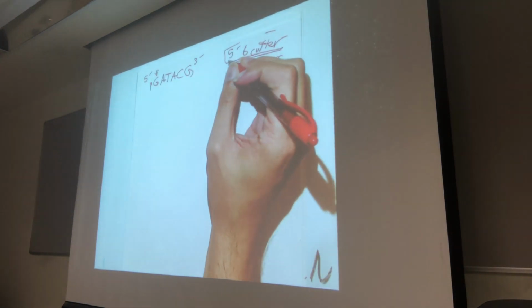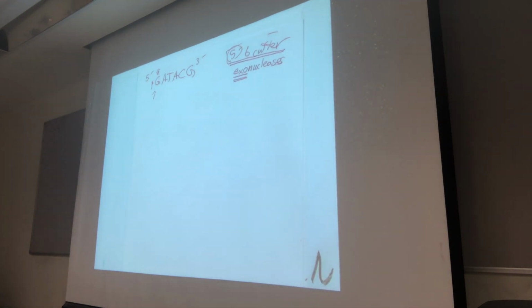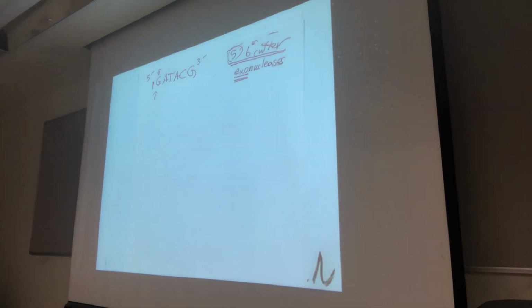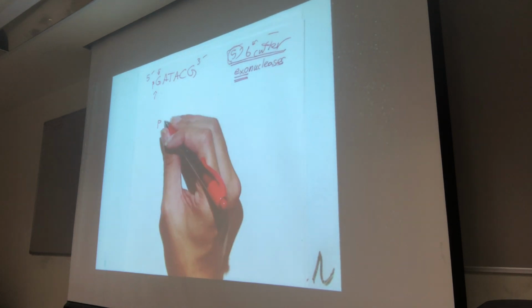So that's the first part of the clue, is that we know that this cutter is going to remove guanine. The next thing is what they mean by B cutter, and that's what I'll try to illustrate here. So I'm going to change the drawing a little bit.